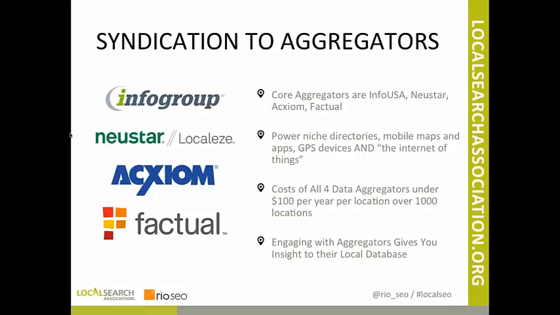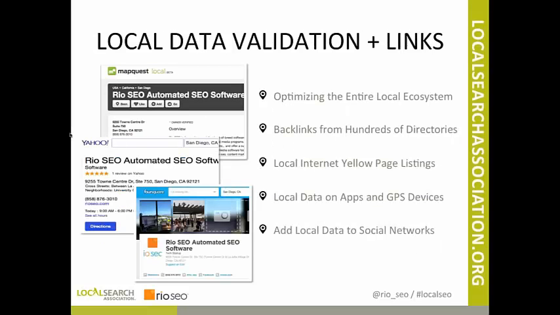What we found is for companies around 1,000 locations or more, the costs are minimal when it comes to local advertising, and it's about $100 a year for that entire group of aggregators. Not only will these aggregators power the mobile applications, the mobile maps, internet browsers, and social network sites, but they'll also allow you to build valid, relevant backlinks back to your local landing pages.